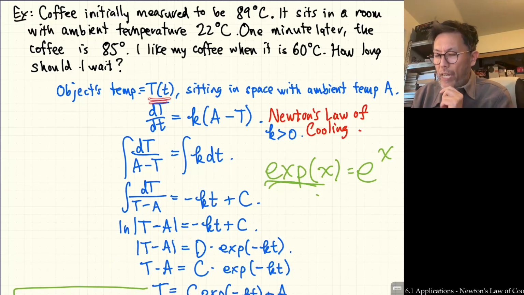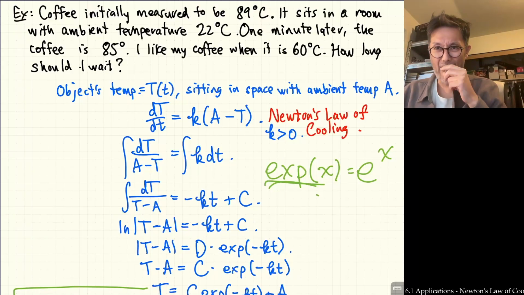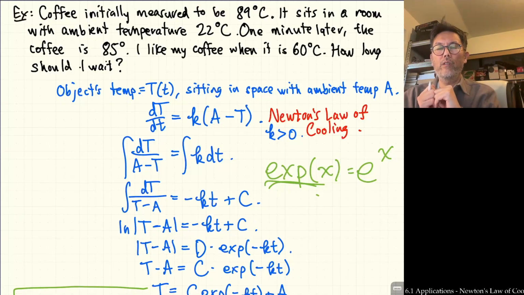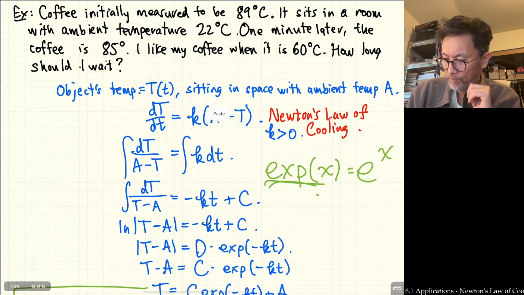Basics though, if we have an object whose temperature is capital T, depending on little t, sitting in a space with ambient temperature fixed at A, then we have dT/dt, the rate of change of the temperature, is equal to k. And I don't think I said it explicitly, but it is the case that k is a positive constant of proportionality here, times A minus T, the difference between the ambient and the object's temperature.